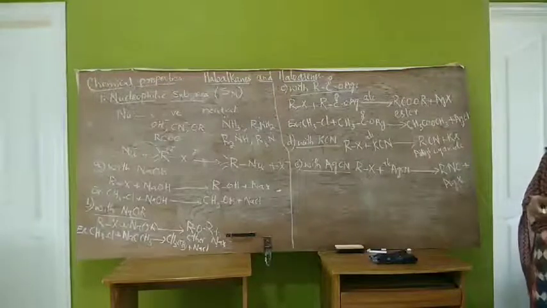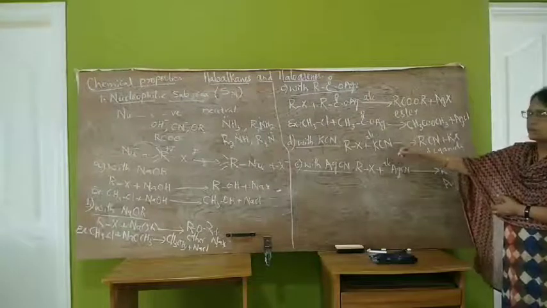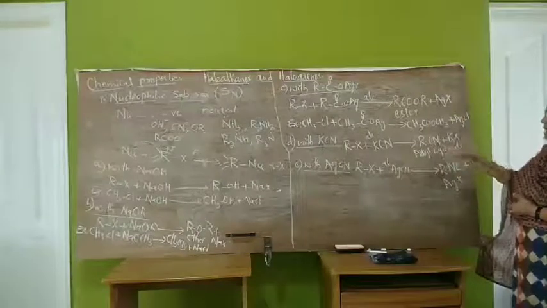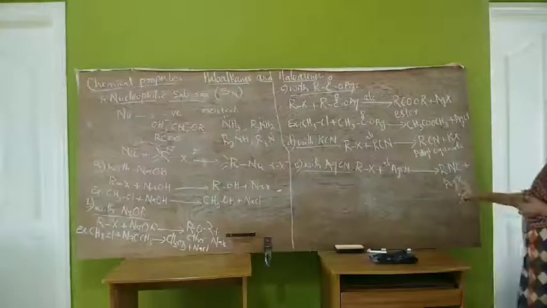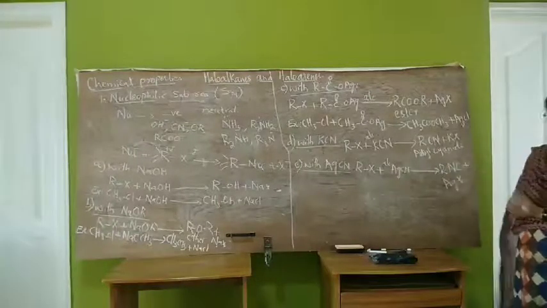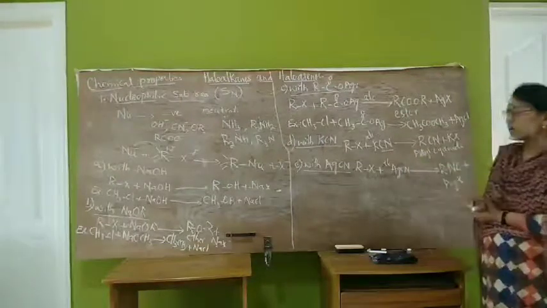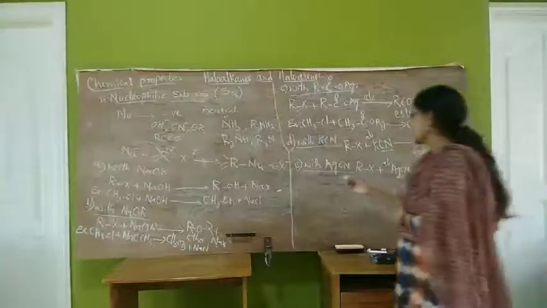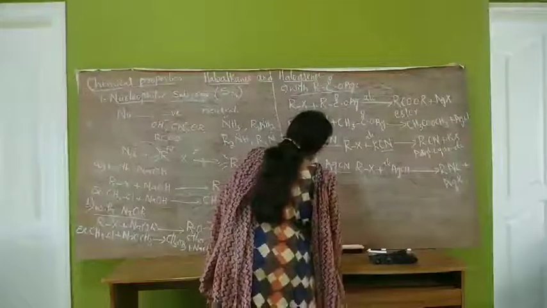So here, when we use KCN, the product will be alkyl cyanide, but when we use silver cyanide, the major product will be alkyl isocyanide. Why is this so? Here we have used one type of nucleophile called an ambidentate nucleophile. What is meant by an ambidentate nucleophile?